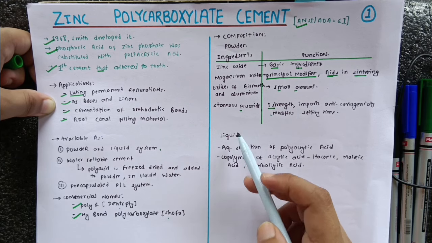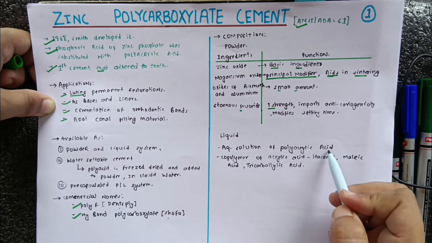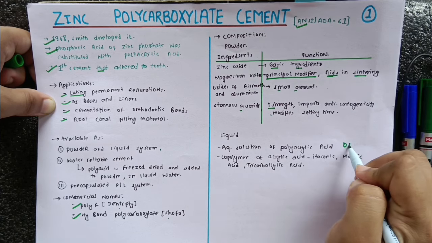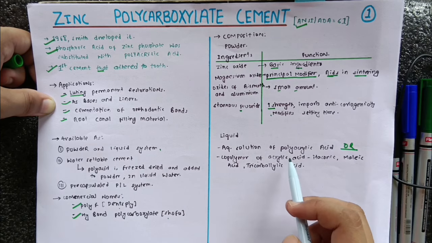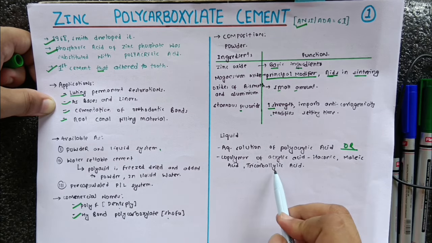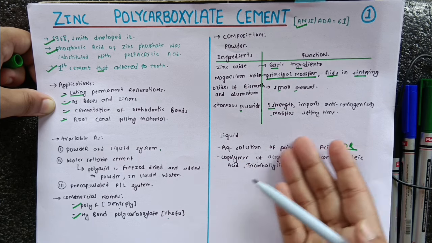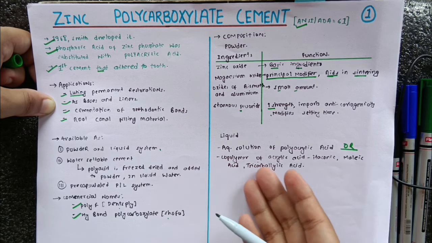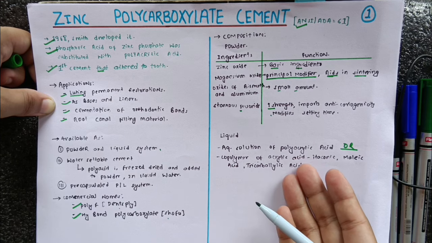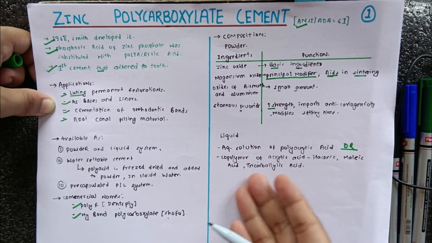After that, in liquid form, we have an aqueous solution of polyacrylic acid, or a copolymer of acrylic acid, itaconic, malic, and tricarboxylic acid. So it is quite similar to that of the GIC. Again, an aqueous solution of polyacrylic acid, or we can say a copolymer of acrylic acid, and itaconic, malic, or tricarboxylic acid.